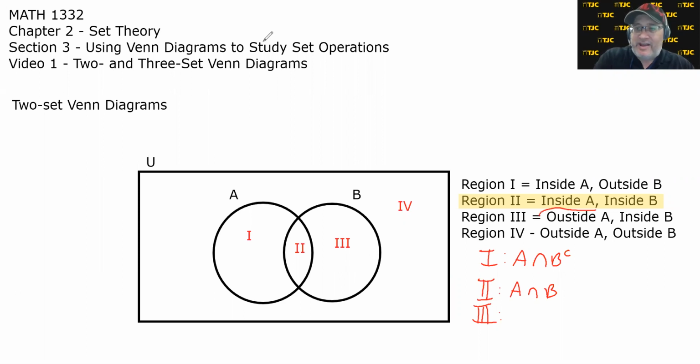well, it is outside of A, so it belongs to A complement. And it's inside of B, and therefore region 3 is represented by A complement intersect B.